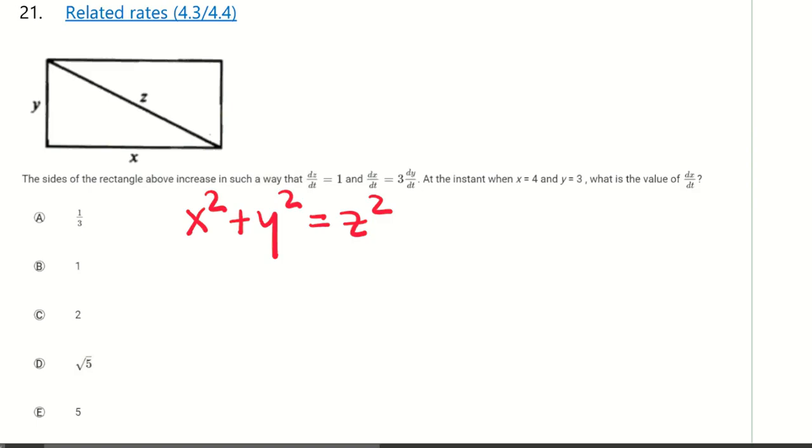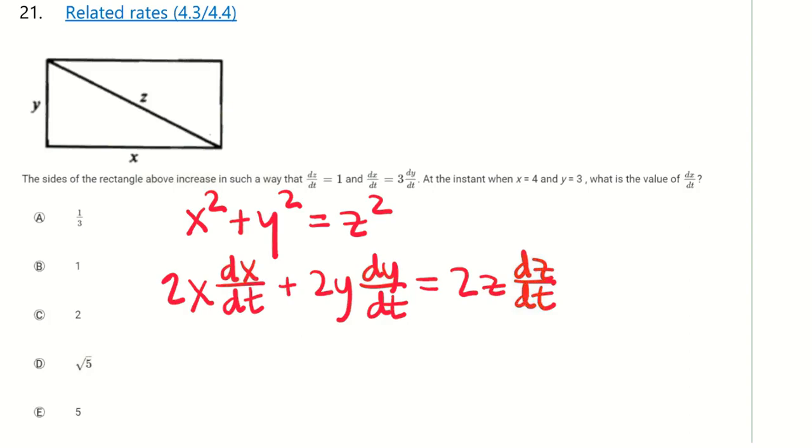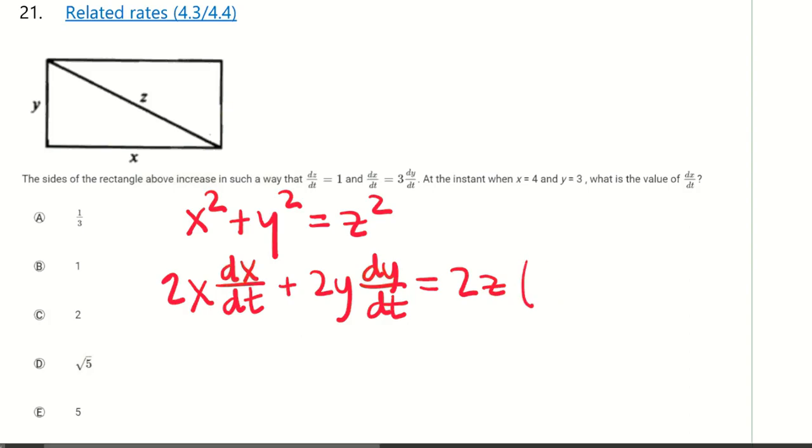We're going to take the derivative of both sides of this equation with respect to time. So it's 2x, but x is a function of time, so I have to multiply by its derivative for the chain rule. 2y dy dt. Those are going to add together and make 2z dz dt. Okay. Now, I'm going to say, oh, wait, they said dz dt is 1. And dx dt is 3 times dy dt.